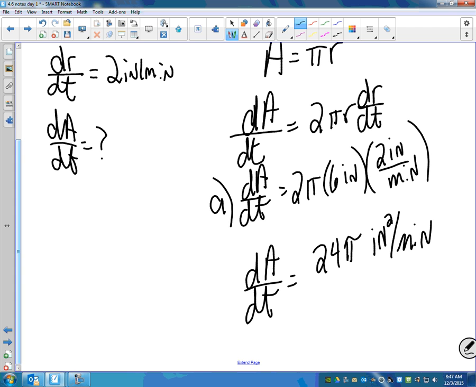And again, hopefully that makes sense, that if we're talking about area, the rate the area is changing is going to be in square inches per minute, if the radius is changing in inches per minute. If you're unsure about units, you can always plug them in like I did here, but sometimes you can just use what you know about units. And then part B, all you do is change from 6 inches to whatever.